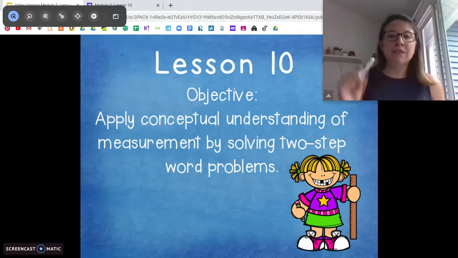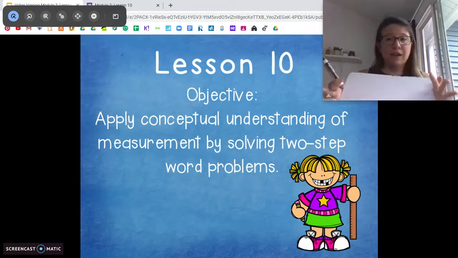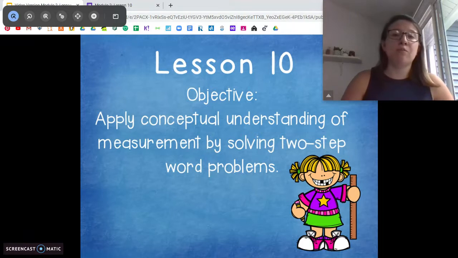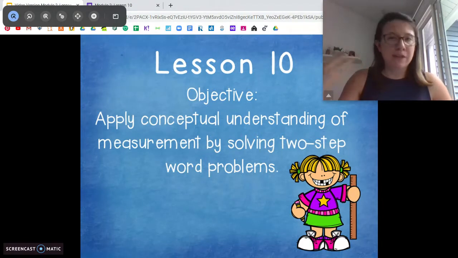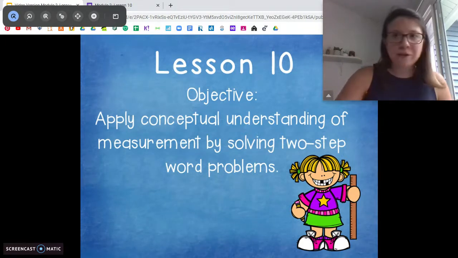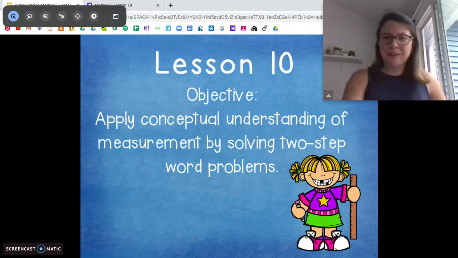Make sure for this lesson you have something to write with and something to write on because I want you to be able to do these problems with me. It's very important that you recognize that these problems have two steps to them so that when you get into third grade, when you get to the higher grades, you know what to do and you're not just asking, what is this? So make sure you have something to write with and we'll get started.